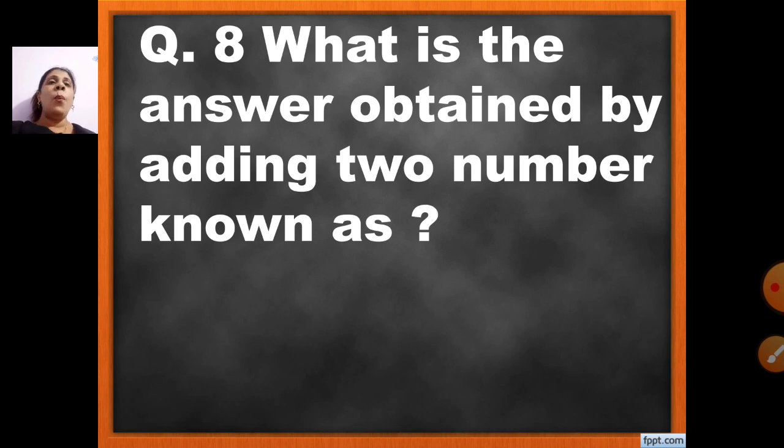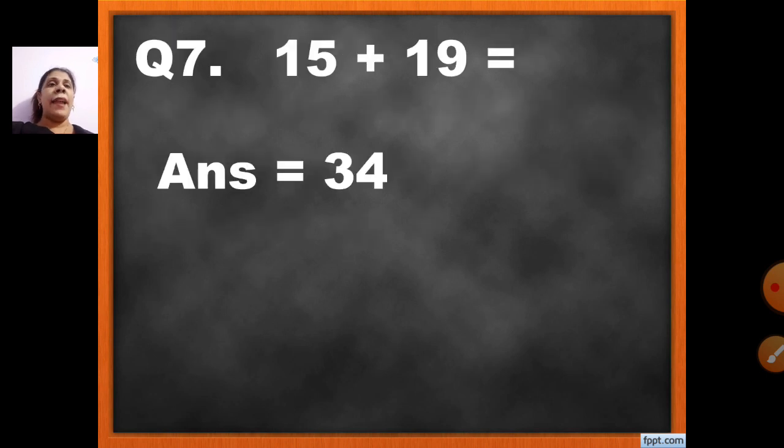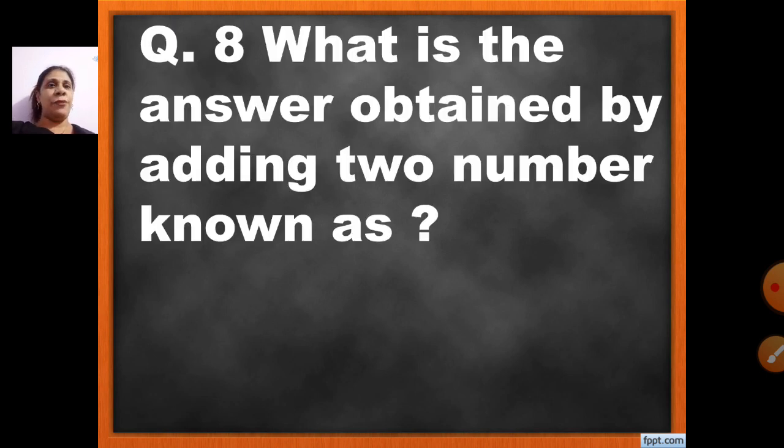Next. Question number 8. What is the answer obtained by adding two numbers known as? If we add two numbers, we get an answer, correct? Like we added here 15 plus 19, so we got our answer 34. So what is that answer known as? When we multiply, this I have taught you before also, the answer we get by multiplying two numbers is known as product. When we subtract, the answer that we get by subtracting two numbers is known as difference. Now when we add two numbers, what is the answer known as?